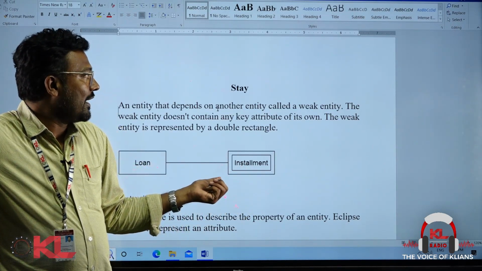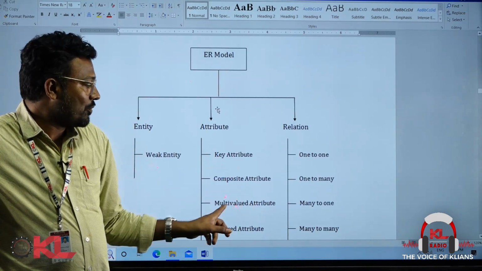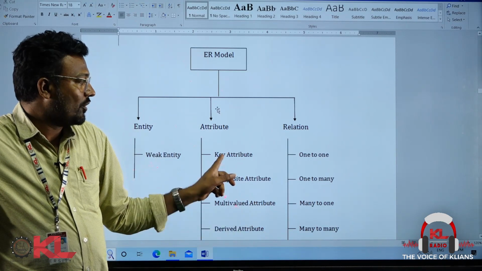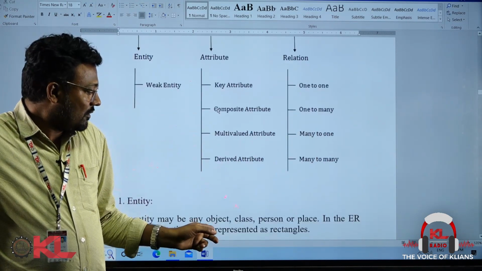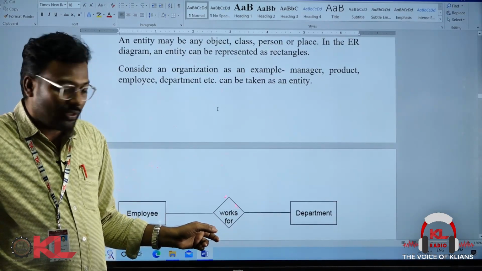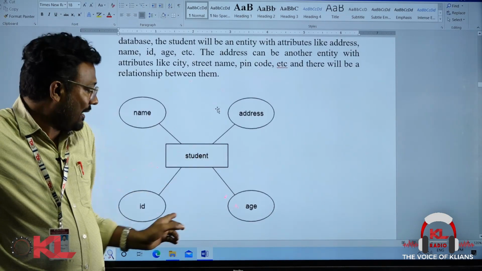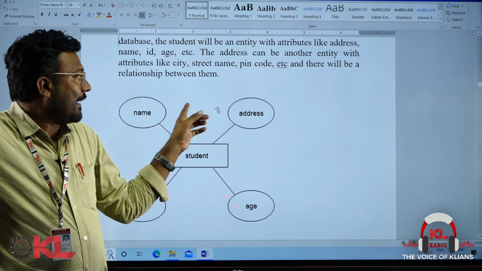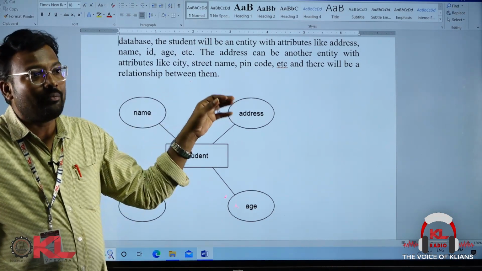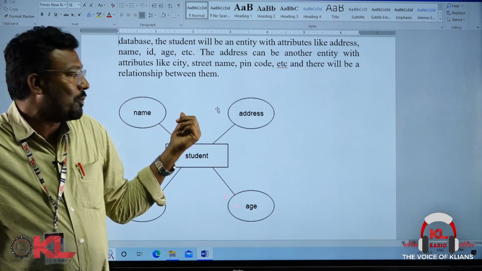And coming to attributes: key attribute, composite attribute, multi-valued attribute, derived attribute. Key attribute we have already seen, ID, that we considered as key attribute. So, we have to underline it. If you come to name, again split it into first name, middle name, last name. That is an example for composite attribute.